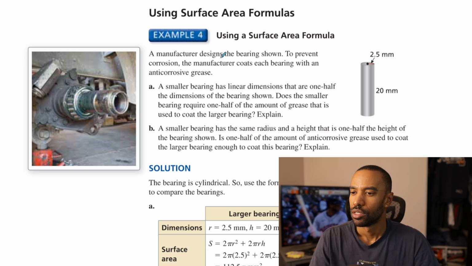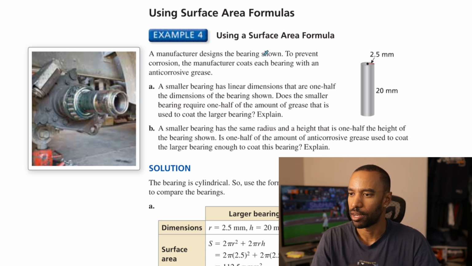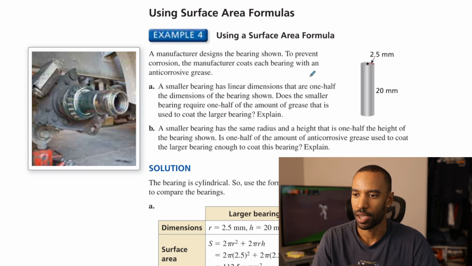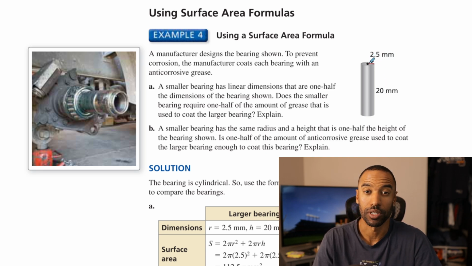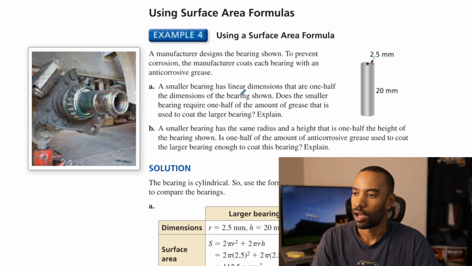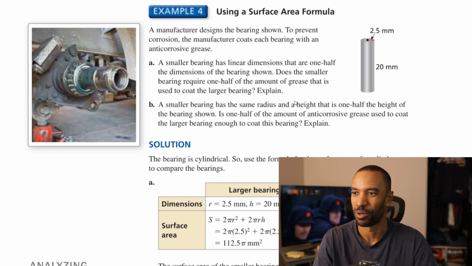A manufacturer designs the bearing shown. To prevent corrosion, the manufacturer coats each bearing with an anti-corrosive grease. A smaller bearing has linear dimensions that are half the dimensions of the bearing shown. So whatever's shown right here, 20 meters, take half of it as 10, 2.5 millimeter radius, half of that would be 1.25. Does a smaller bearing require half the amount of grease that's used to coat the large bearing? Explain. It's a good question. The answer is actually no, but we'll get to that.